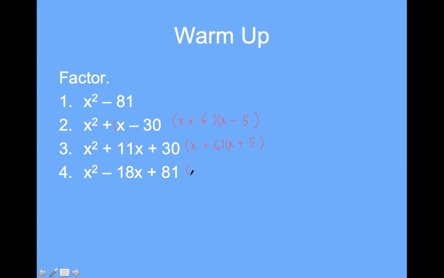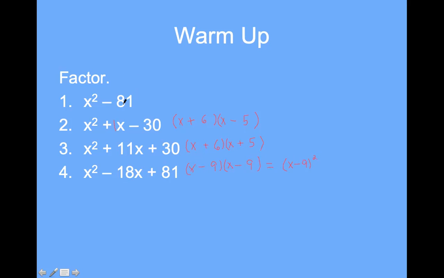All right. 81 this time. I've got x and x. Two numbers I can multiply to get 81, 9 and 9. This middle term is negative, so both of these are negative. And the other way you could have written this one is x minus 9 quantity squared. That's one of those special polynomials that we can factor.